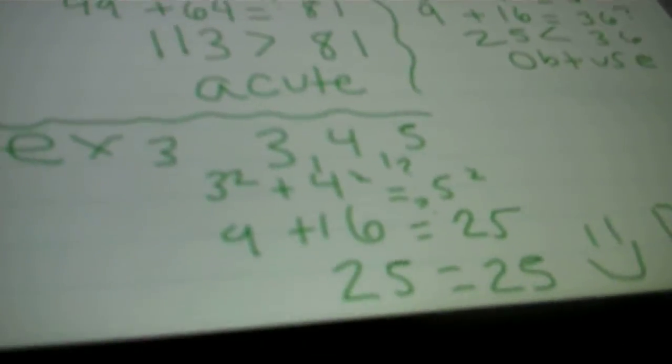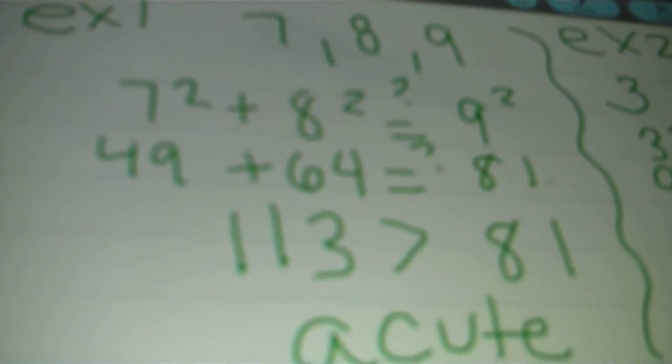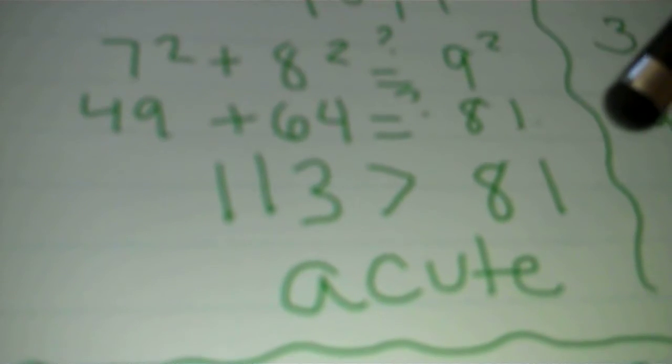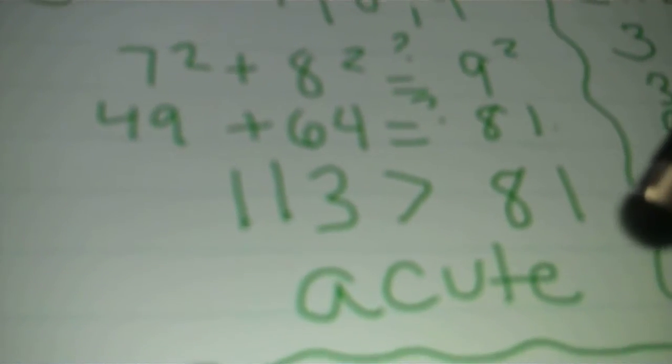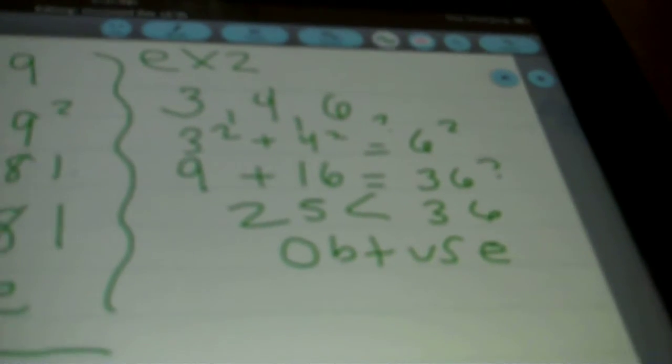So just to recap real quick, when you add your two smaller numbers after you square them, like we did here with the 7 and the 8, and if you get something bigger than your third number squared, then it's acute. When you get something smaller, like we did in our 3, 4, and 6 example, it ends up being obtuse. And when your Pythagorean theorem works out, meaning you get the same number on both sides, you know that this is a right triangle.